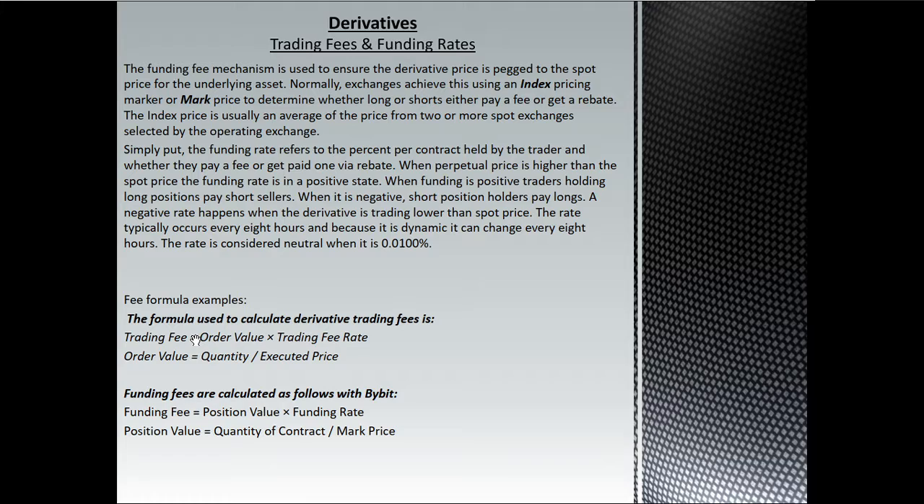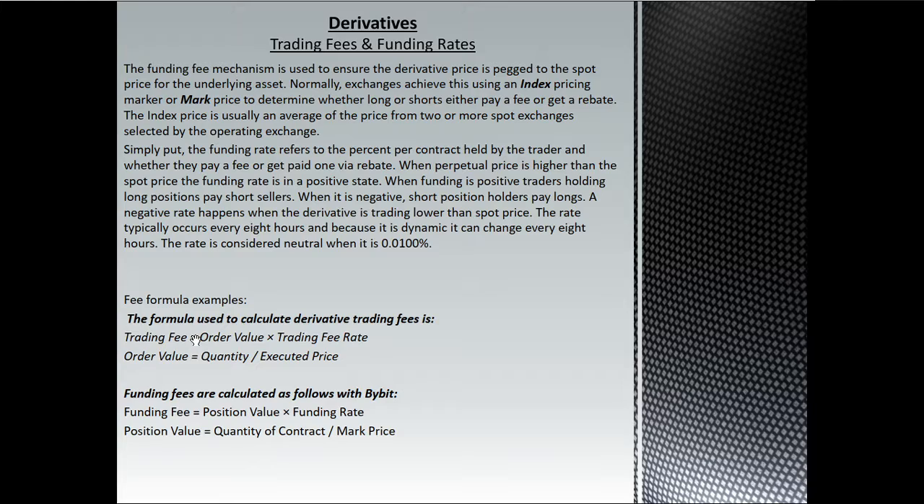The index price is usually an average of the price from two or more spot exchanges that are selected by the operating exchange. Simply put, the funding rate refers to the percent per contract held by the trader and whether they pay a fee or get paid one via a rebate. When the perpetual price is higher than the spot price, the funding rate is in a positive state. When funding is positive, traders holding long positions pay the short position holders. When it is negative, short position holders pay longs.